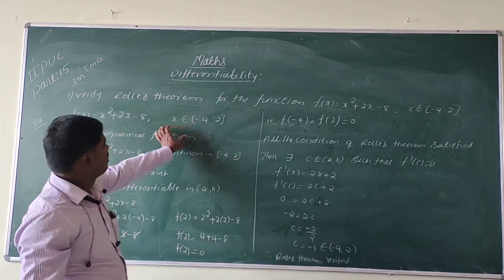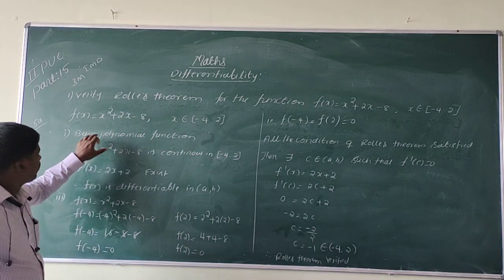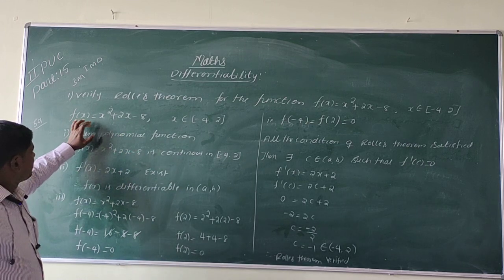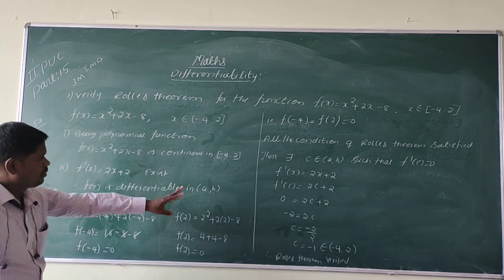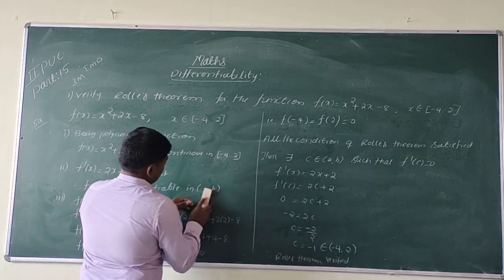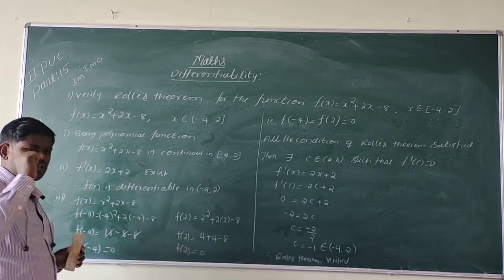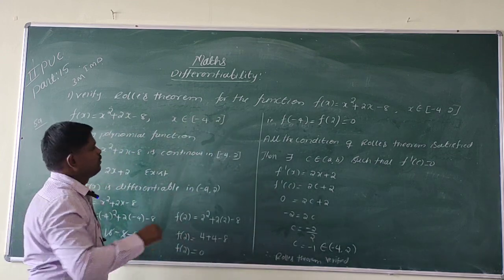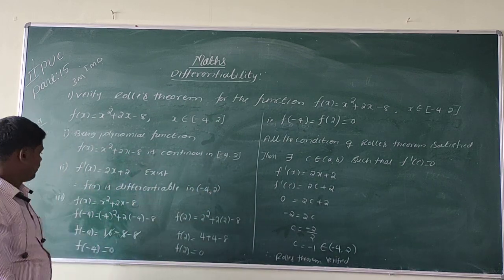Just take the given equation. Write down: being a polynomial function, it is continuous. Next find f'(x). Yes, it exists, so it is differentiable in the open interval (a, b). The open interval (a, b) is, here, (minus 4, 2). In general we take a comma b, but here the interval is given as minus 4 comma 2, so we write (minus 4, 2).